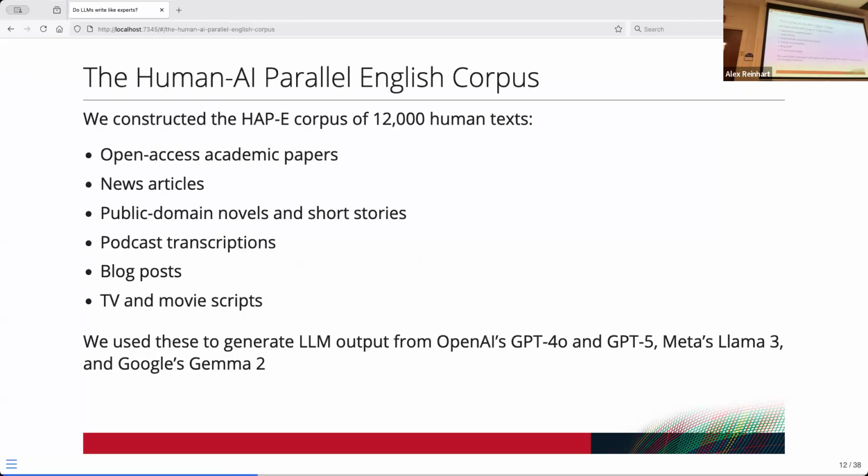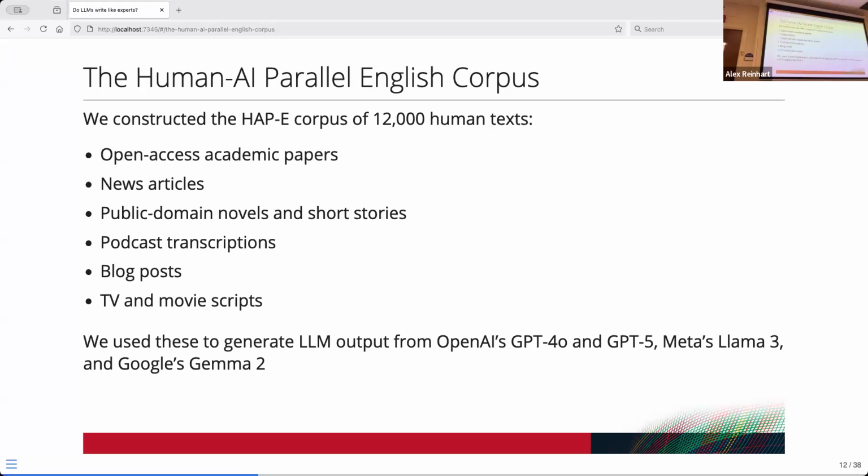And the HAPI corpus is designed to let us do direct comparison of writing styles between humans and AI across genres. So David Brown in our English department compiled 12,000 human-written texts: academic papers, news articles, fiction, podcast transcriptions, blog posts, TV and movie scripts, a whole set of things, 2,000 from each of those categories, and 1,000 words from each.